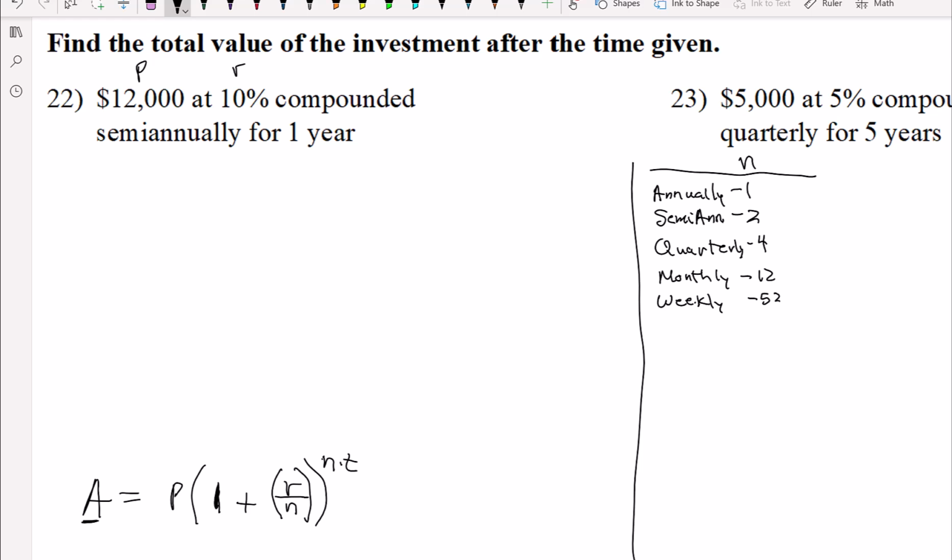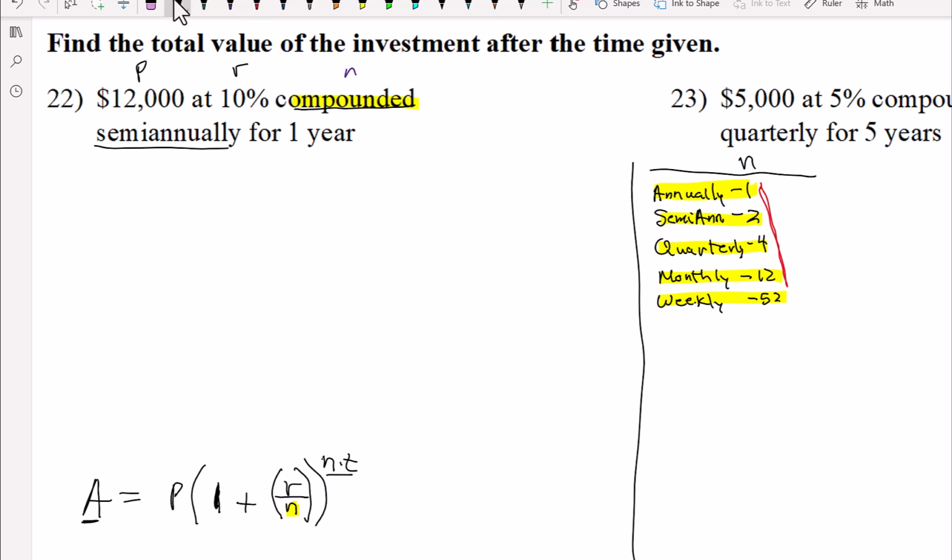Here's our rate. Now it says compounded semi-annually, so see this letter N right here. N is how many times it's compounding. So I have a list. If it's annually, that means N is 1, semi-annually 2, quarterly 4, monthly 12, weekly. My guess is most of the time it's going to be one of these 4.